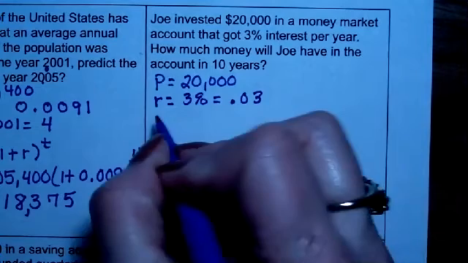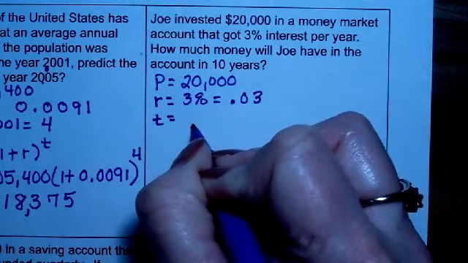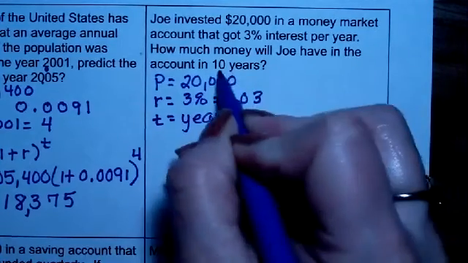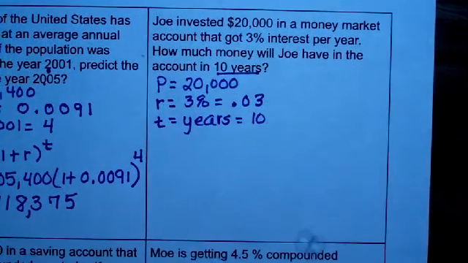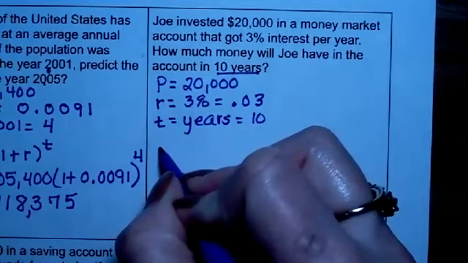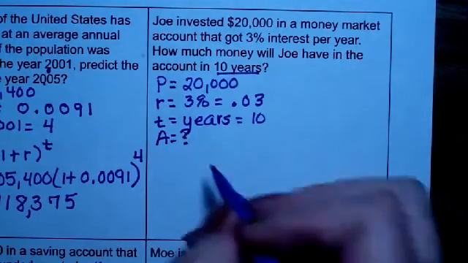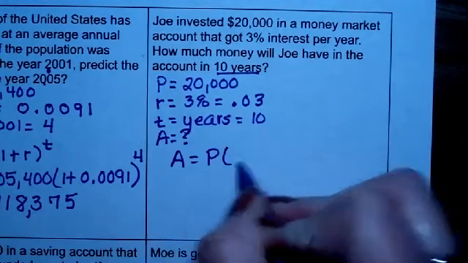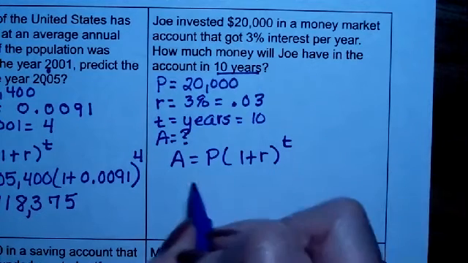Okay. And then we need to talk about time. Again, my unit of time here is years. But how many years is that? It says right here, 10. Okay. And it says, how much will he have in his account after 10 years? So what we're looking for is the A. Again, we're looking for A. So I'm going to write down my formula. A equals P parentheses 1 plus R close parentheses to the T power.